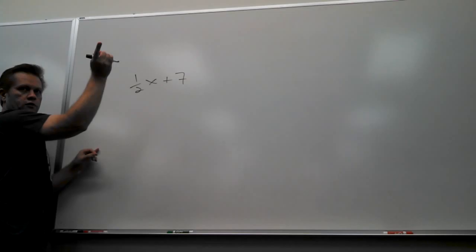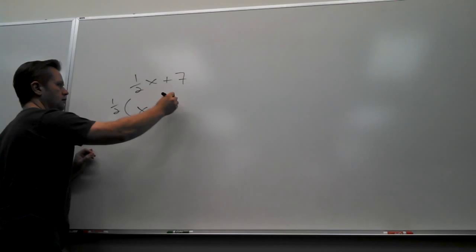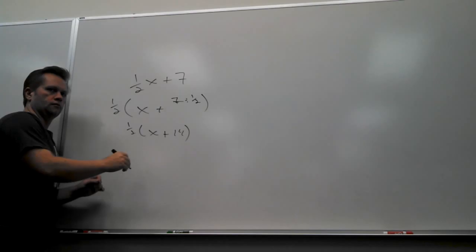I'm left with an X. And what do you get here? 14. You guessed it. 7 divided by 1/2. This will be X plus 14. And check it: 1/2 times X is 1/2 X. 1/2 times 14 is 7.